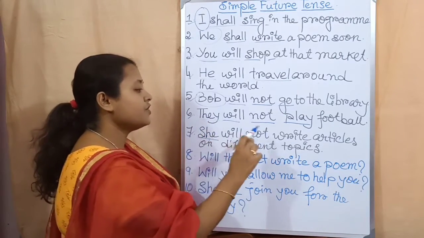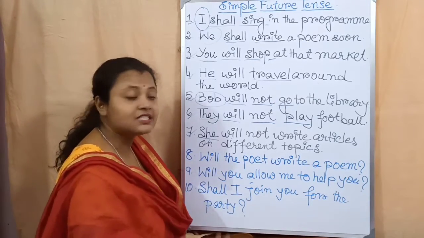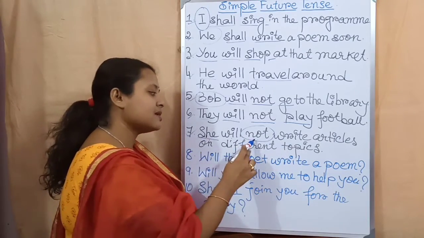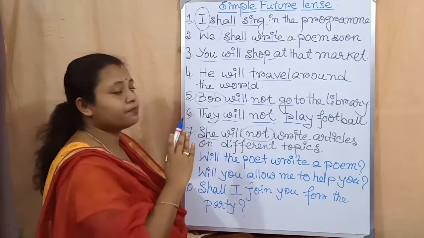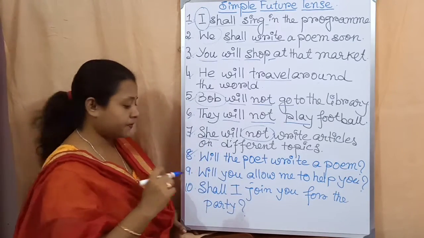So she will not write articles. This is an example of negative sentence. Why negative? Because I have used not here. So that is why this is an example of negative sentence in simple future tense. Now come to the 8th example.